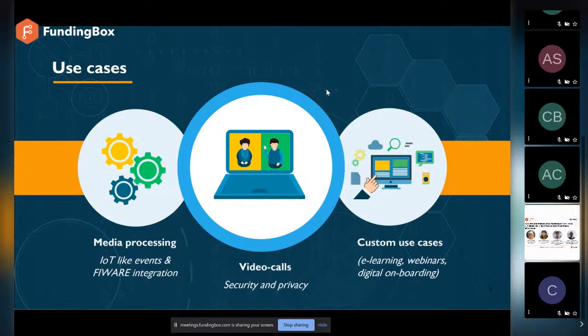And of course, what also makes Open Video and Currento different from other meeting tools is that they are customizable. You can use them in any custom use case. They are 100% customizable for each client and for each use case. From e-learning, webinars, digital onboarding, you can combine it in your application or in your service as you want.